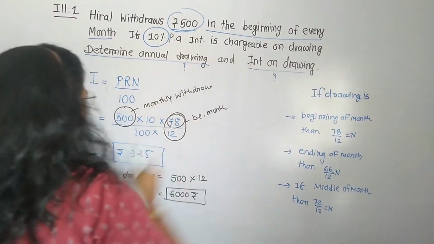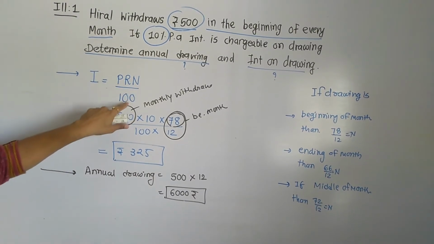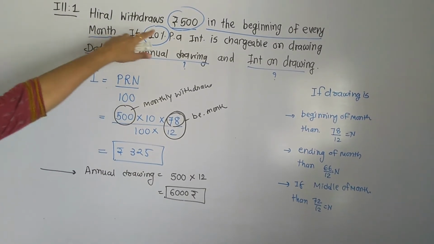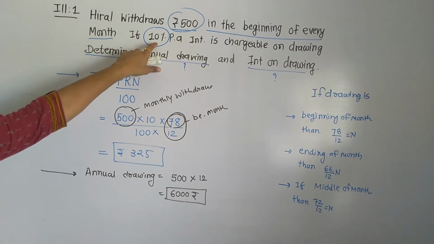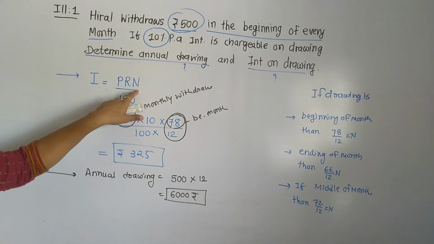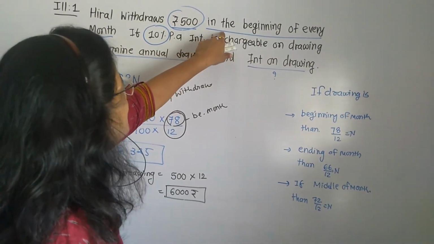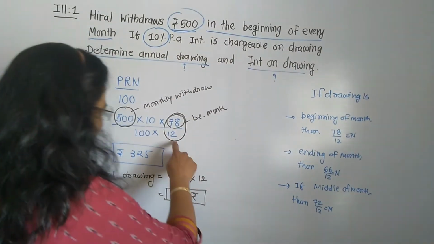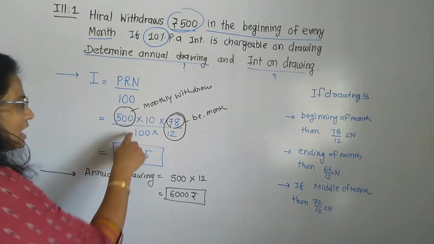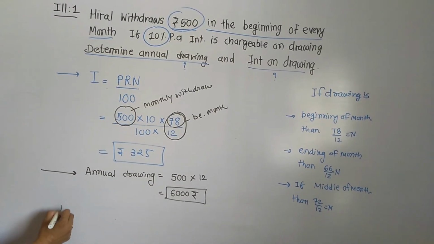Second, interest on drawing. The formula for the interest on the drawing is I is equal to PRN upon 100. Here P means monthly withdraw, 500 rupees. R means 10% per annum, the rate of interest charged on the withdraw. And we are taking n on the monthly basis because the withdraw is done at the beginning of every month. So we take 78 upon 12. We put all the figures in this formula and get the answer of 325. Okay. If you want, do the same sum, then practice.